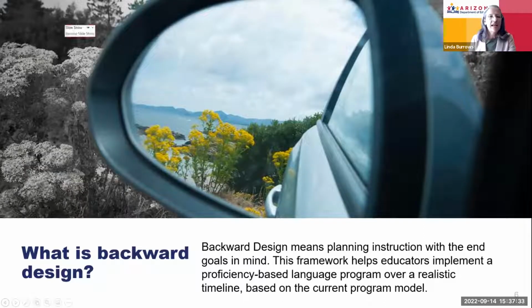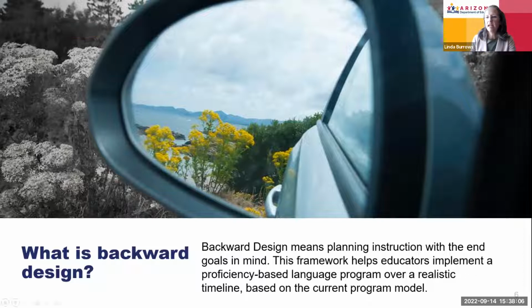Getting into what exactly is backwards design. From a definition point of view, backwards design means planning and instruction with the end goals in mind. It's a framework where educators implement a proficiency-based language program over a realistic timeline and base that on a current program model.